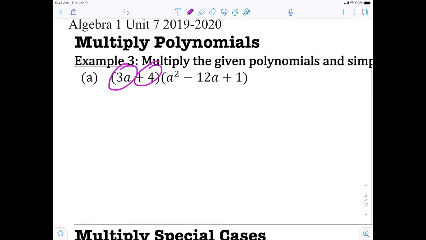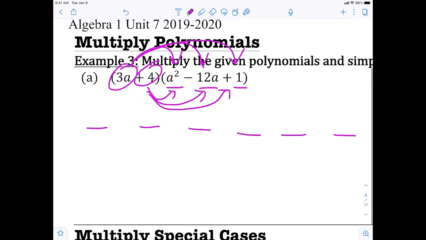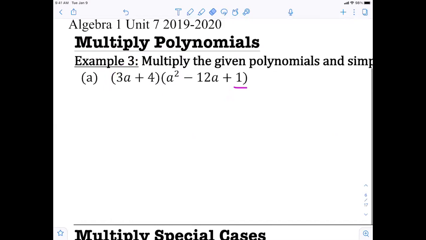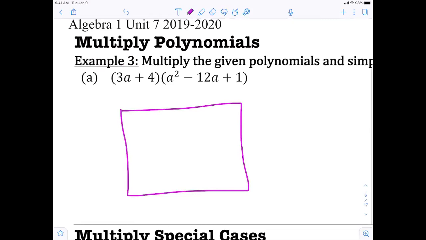If I have a 2-term polynomial and I'm multiplying it by a 3-term polynomial, there's going to be 6 things that have to be multiplied together. Now, it doesn't mean you can't do it. I could take that first term, multiply it to each term in the second. That's going to give me my first 3. Then I'm going to multiply my second term, the positive 4, to each of the terms in the second. And that's going to give me my second 3 terms. So could you do it using the distributive method? Of course you can. For fun though, I'm going to show you the box method in this case.